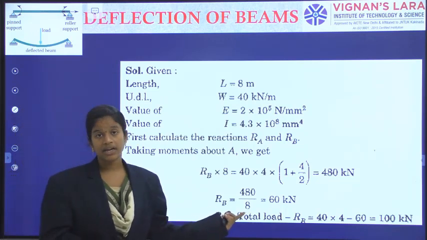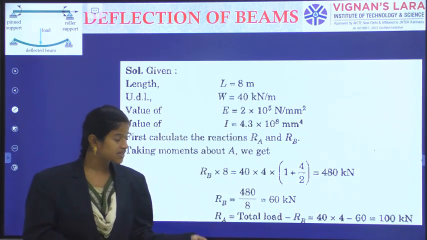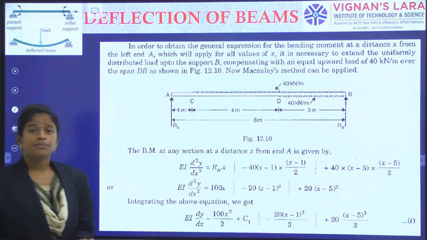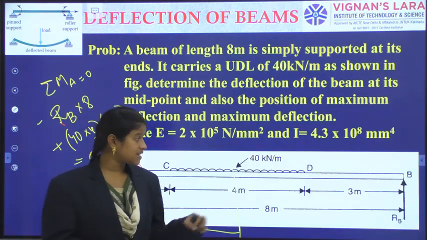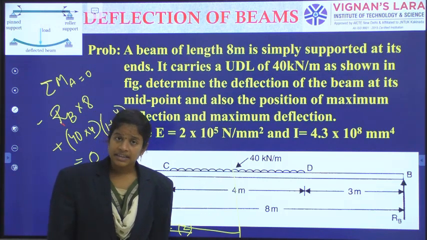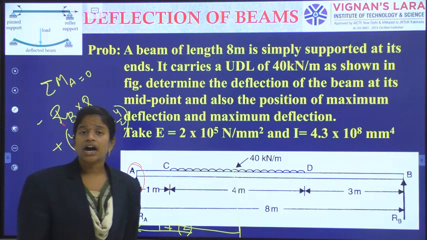Once substituting the RB answer, I can evaluate the RA answer, which is equal to 100 kilonewtons. Now, before entering into the analysis step, I have calculated RA. But for writing Macaulay's equation, what should we do?